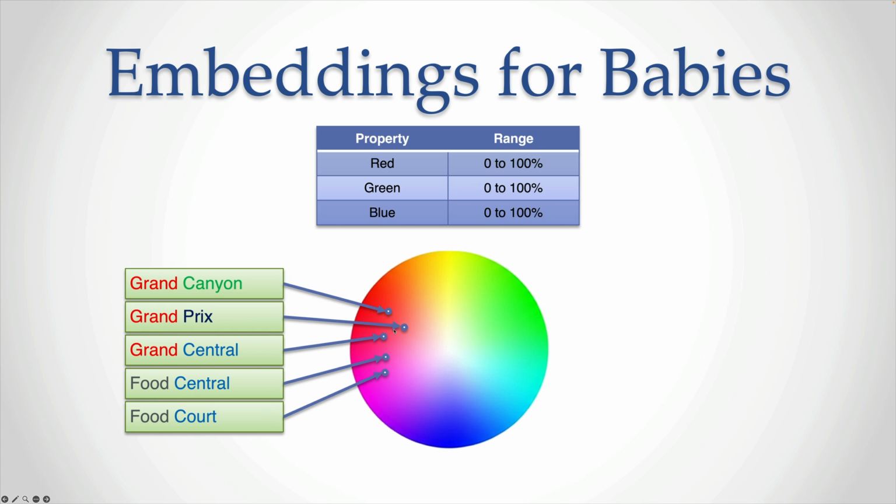But Food Central, maybe Central starts pushing it into the blue. And therefore, Food Central is slightly more towards blue, and Food Court also sort of pulls it down. Now, using my 3 properties, I figured out a way to give each one of these phrases some combination of each property.